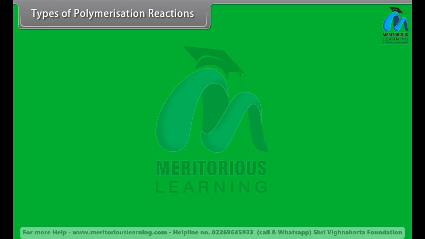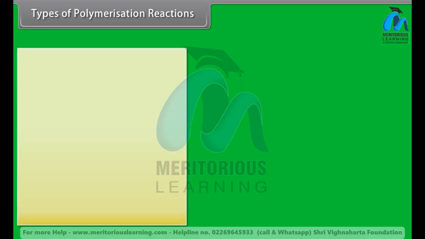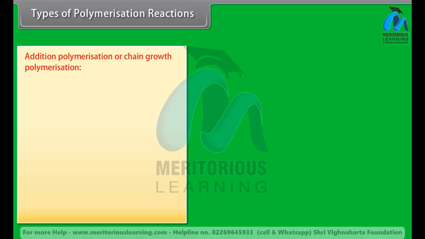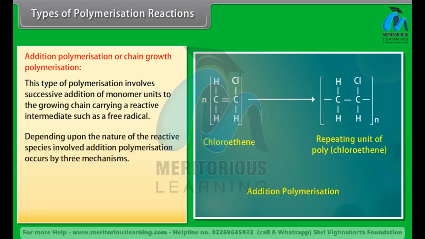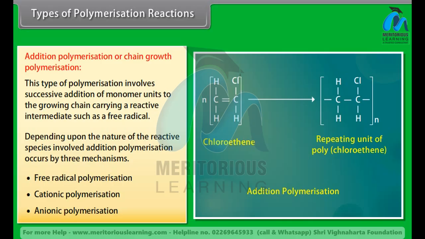Types of polymerization reactions. There are two types of polymerization reactions. Addition polymerization or chain growth polymerization. This type of polymerization involves successive addition of monomer units to the growing chain carrying a reactive intermediate, such as a free radical. Depending upon the nature of the reactive species involved, addition polymerization occurs by three mechanisms: free radical polymerization, cationic polymerization, and anionic polymerization.